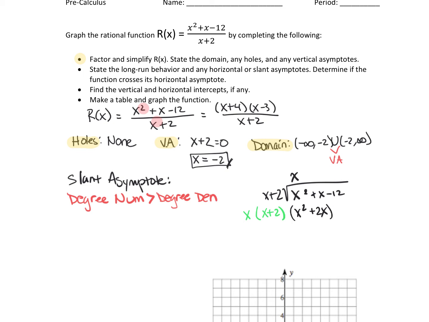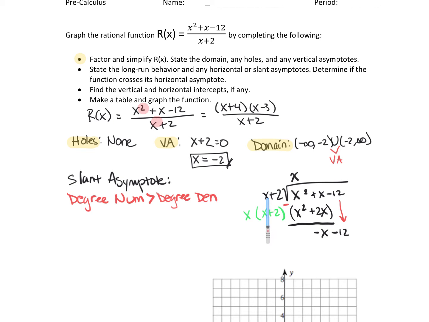Now I'm going to take these terms and subtract them. X squared minus x squared gives me 0. We've done this correctly. Then we'll be left with x minus 2x, or a negative x. And we need to make sure to bring down the negative 12. Whoops, that's the wrong color. There we go. To bring down that negative 12, and now we'll start this all over again.